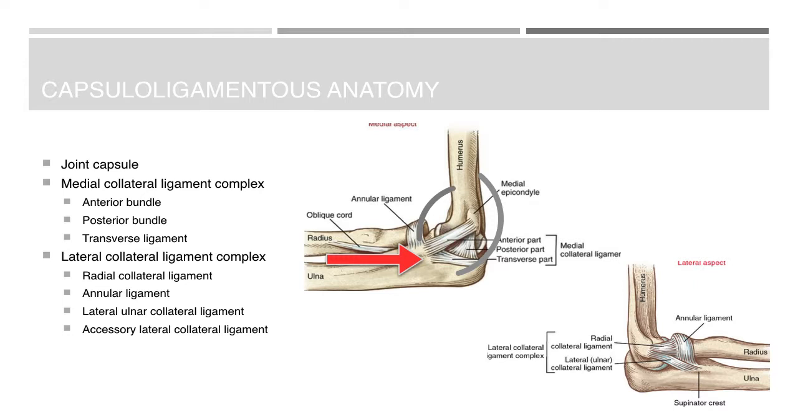The anterior band of the anterior bundle is the primary constraint to valgus and internal rotary forces. The posterior band is secondary, followed by the posterior bundle.